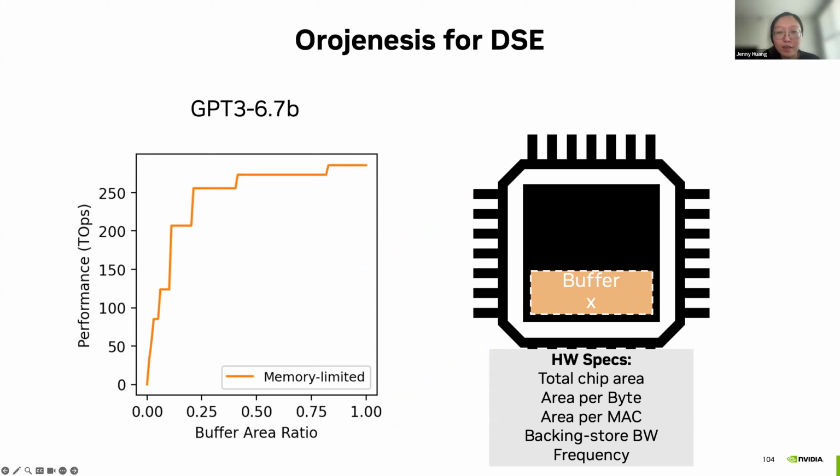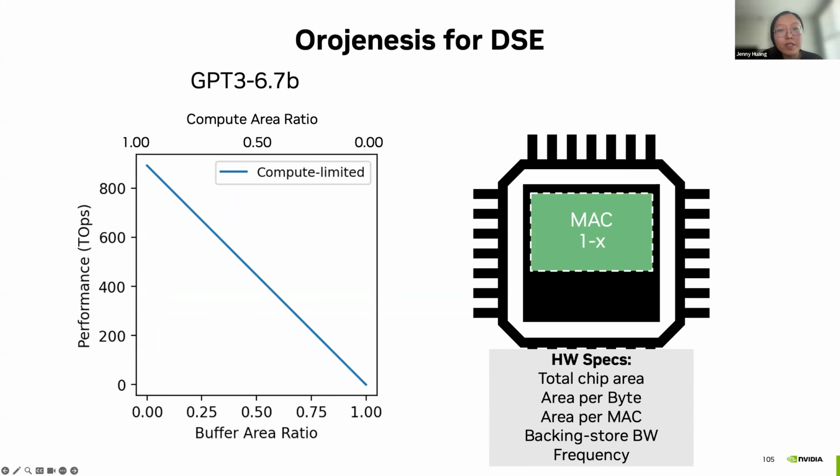So we can see that the performance increases as the buffer size increases, because a larger buffer will further facilitate data movement reduction. And likewise, if we are only limited by the compute resources, we can construct a compute-limited performance bound, as shown on this slide, which decreases linearly with the buffer area ratio increase.